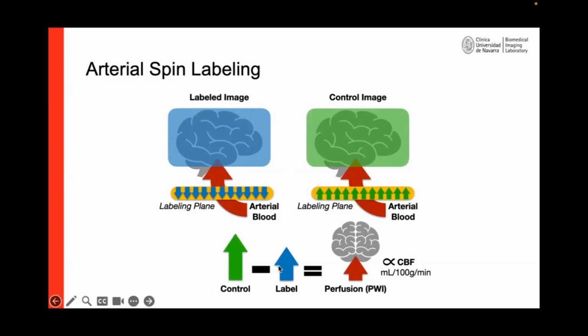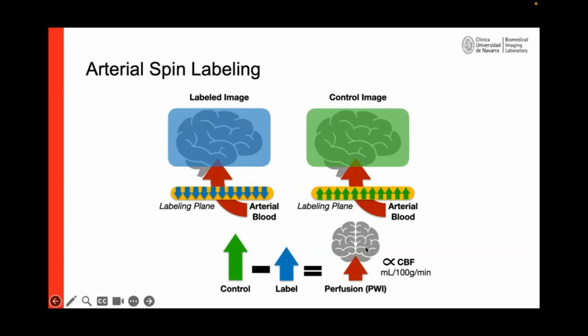The label is obtained by combining radiofrequency pulses and label gradients to reverse the longitudinal magnetization of the water protons in the labeling slab. And after a short period of time, once the inverted blood reaches the brain, the labeled blood image is acquired.